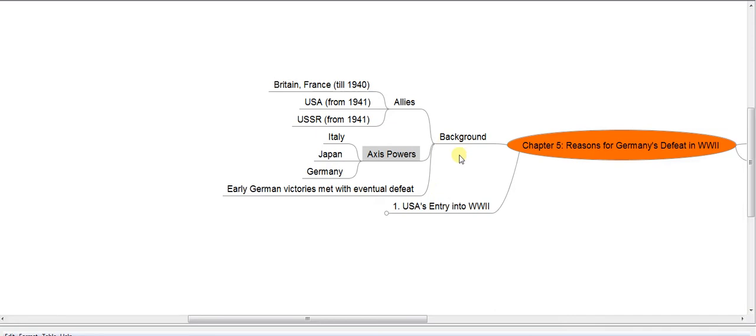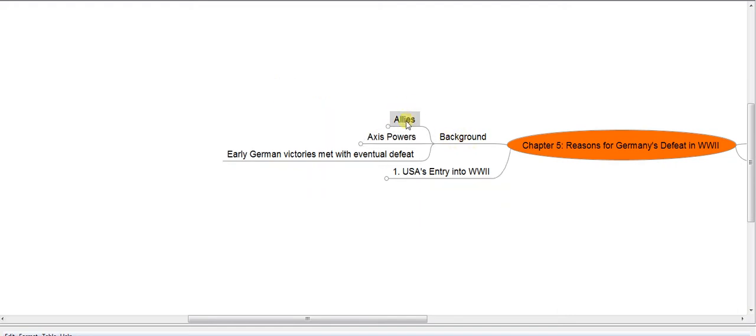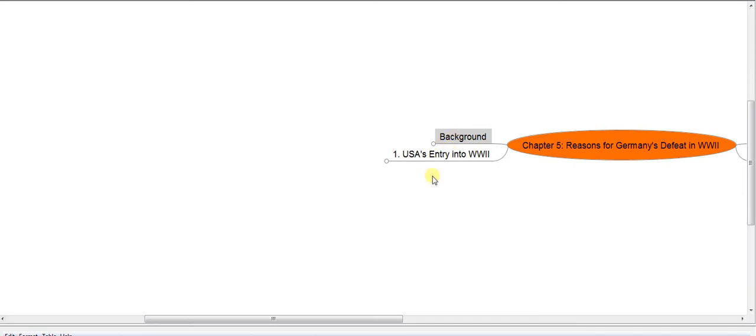So this is just some background of World War II. Right now we get to the first factor which proved to be very important to Germany's defeat. When you think of the American entry into World War II, you need to think very carefully, and you need to be able to link very clearly how the American entry contributed to Germany's defeat. It's not enough to describe what America did, but you need to link what America did to how it led Germany to its eventual defeat.